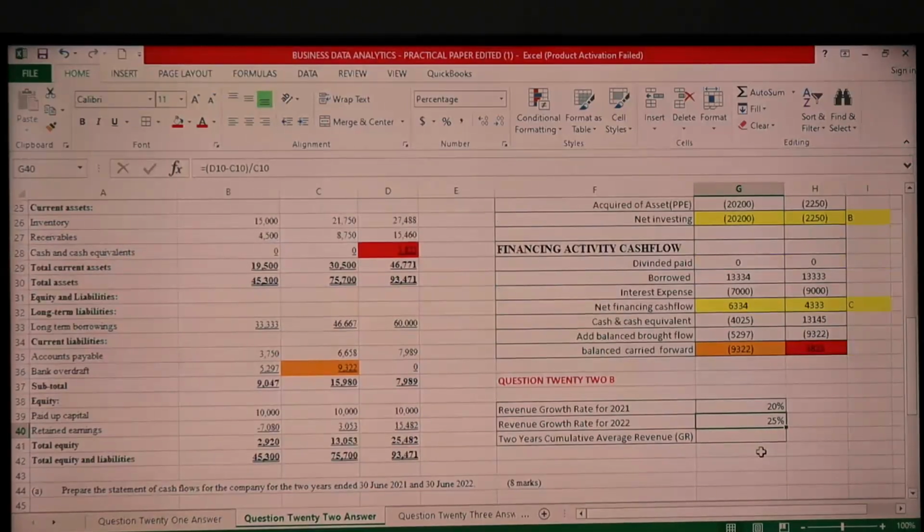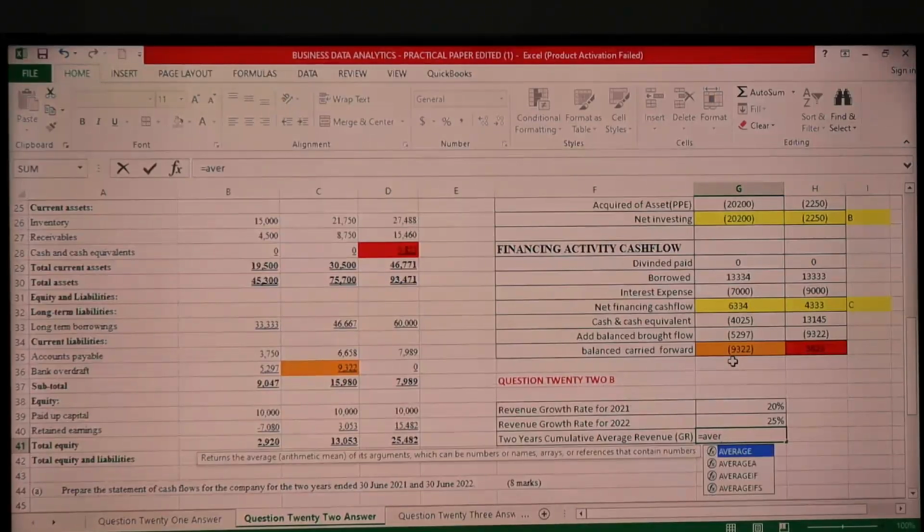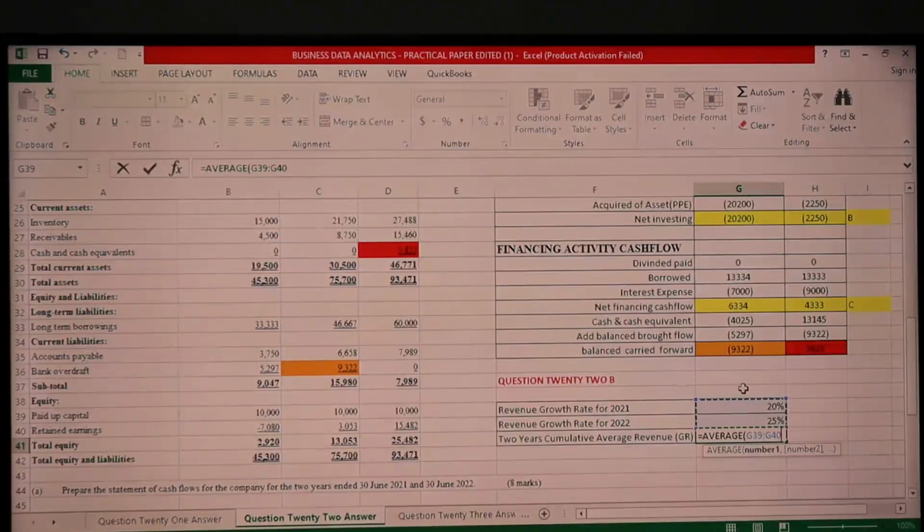So by setting the percentage sign here, it simply means percent, that is multiplying by 100. So you get that. To get the 2 years cumulative average revenue growth rate, you get the average of this. You don't have to really struggle there. You can insert the function average, just say average of these 2 growth rates, and it gives you 23%.